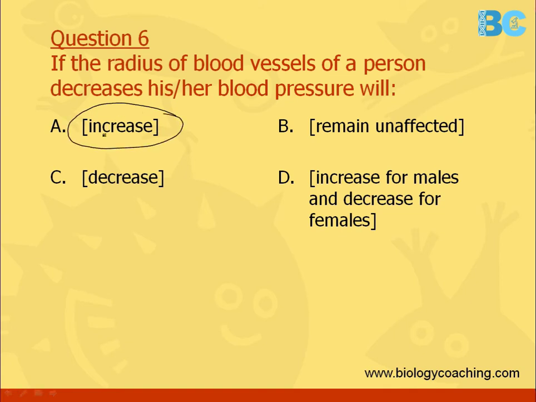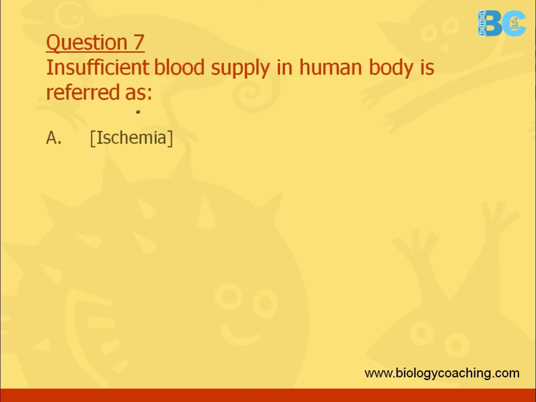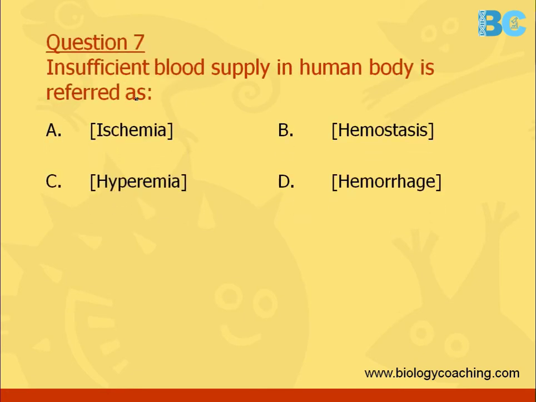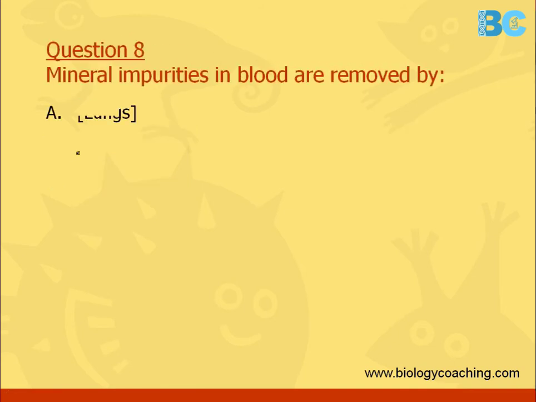Next question is, insufficient blood supply in the human body is referred to as hyperemia, ischemia, hemostasis, or hemorrhage. And the answer is ischemia. Our next question is, mineral impurities in blood are removed by lungs, kidney, spleen, and liver. And the answer is kidney.